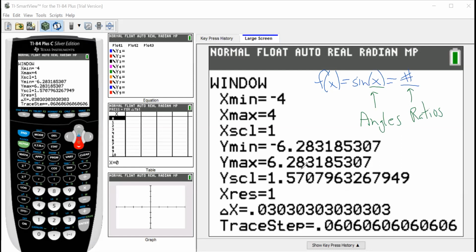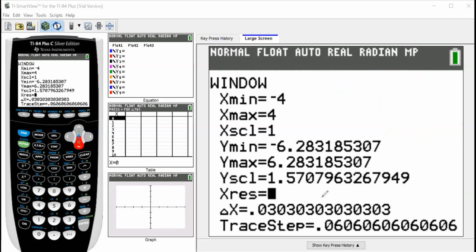So if we're doing the inverse, remember, it's going to switch the inputs and outputs, so these things will get switched now. So if we're graphing the function f of x equals inverse sine of x, then the inputs here now will be the ratios, since those were the outputs of sine. And then the outputs will be angles. Okay, so with inverse trig functions, we input ratios and output angles.